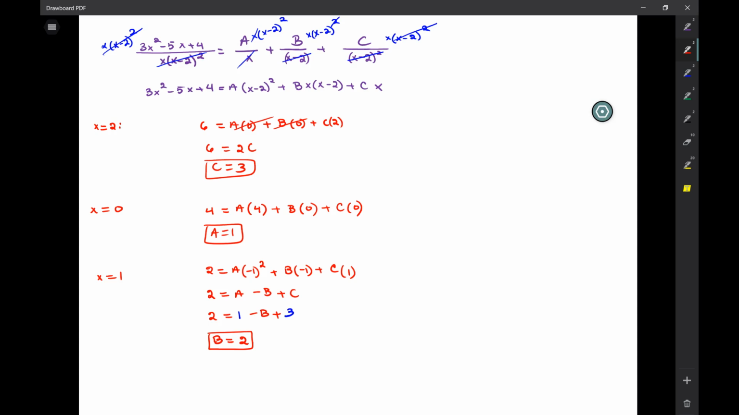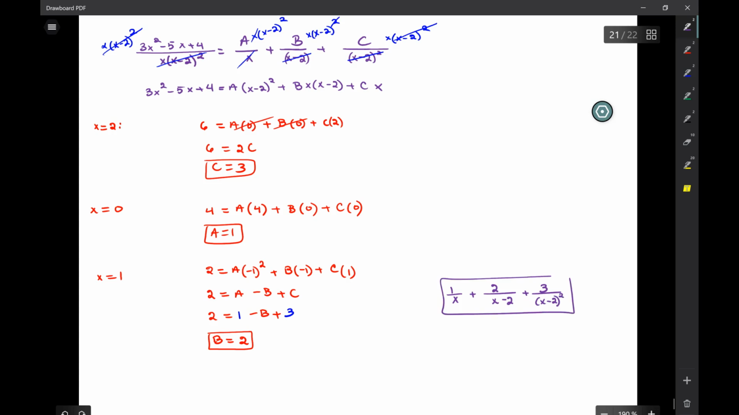Okay. So again, don't mess up the order, right? So it's going to be 1 over x plus 2 over x minus 2, 3 over x minus 2 squared. B is positive 2, because you get 4 minus B equals 2, and B has to be 2.